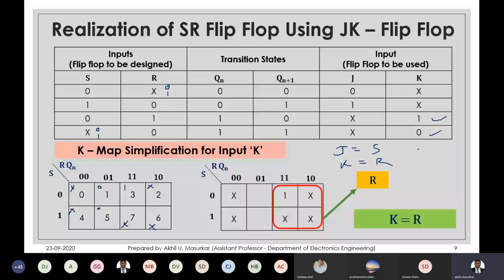So do you want me to go back to K map of J, or is it okay if we are on K map of K itself?